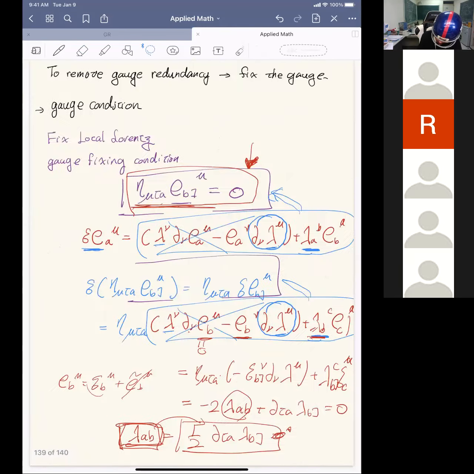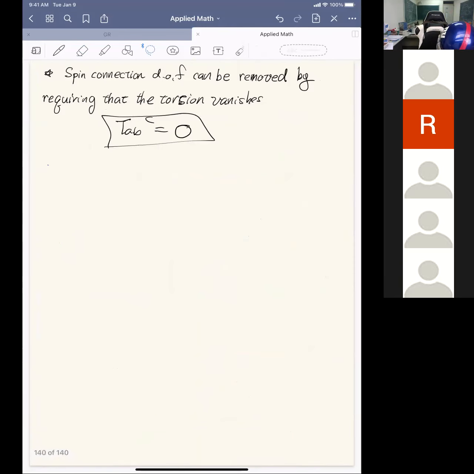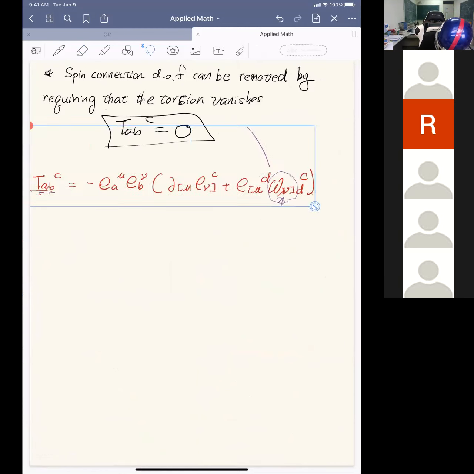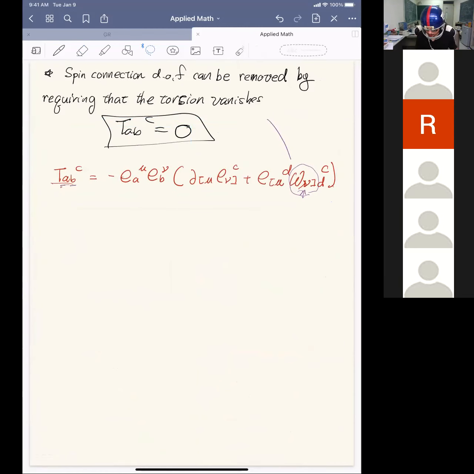So let's come here. So this is our torsion. You can already see that if I require that my torsion is 0, then this becomes 0. Then you can see that indeed, in principle, you can express your spin connection completely in terms of your Vierbein.